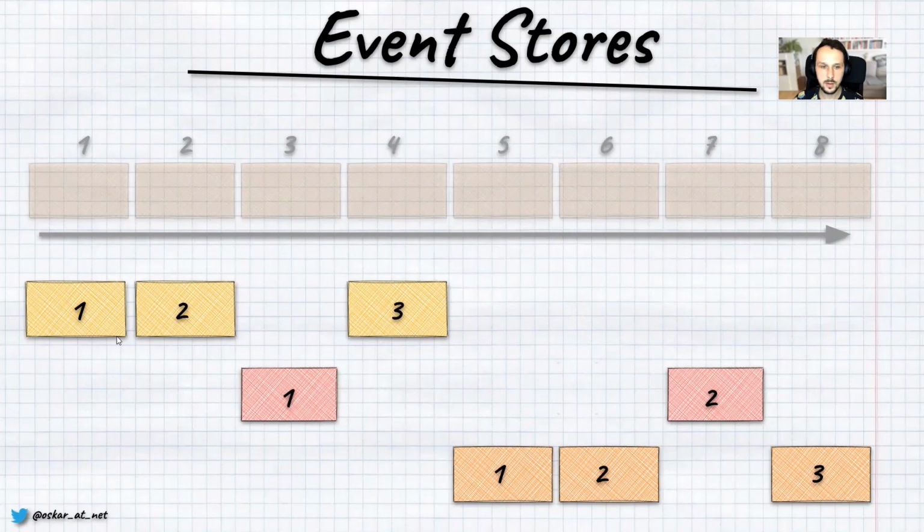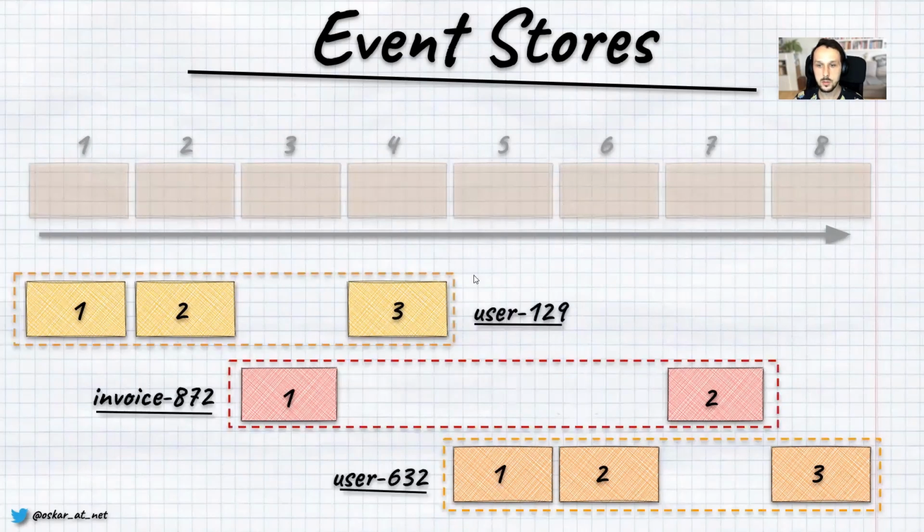And then logically, those events are grouped into streams. So these events 1 to 4 will also have their own numbering within the specific stream, because we need to know the specific order in which events were appended to the specific stream. So in this case, user 129 will have 3 events. Then those 2 events will be from invoice, and the rest will be in the user.